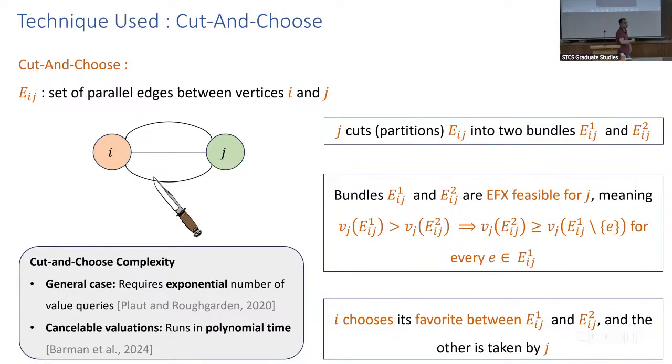Right, so I doesn't... you are giving I the chance to choose the best among both. Okay, so I will never envy j. J may envy I, but that envy will be EFX. So now if you give something additional to vertex I, apart from E1ij, then j may strongly envy I. The envy won't be EFX.